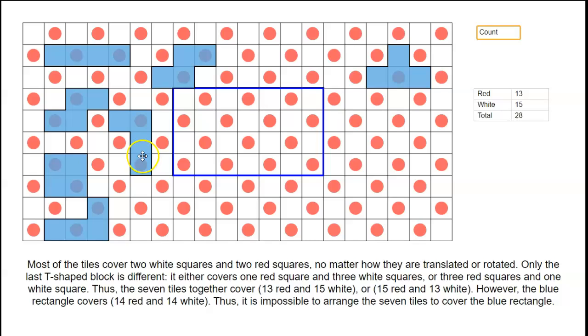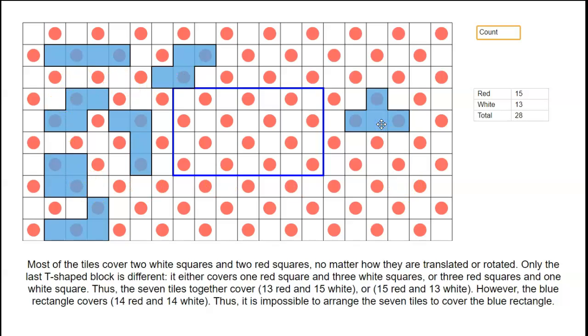Each of these can be thought of as 2 dominoes stuck together, and so they'll cover 2 white squares and 2 red squares. But this tile over here is different. So here we see it covering 3 red squares and 1 white, or we can do it the other way around. We can do 3 whites and 1 red, but never the same number of white and red. So these 6 over here always cover the same number of white and red. And this one never does.